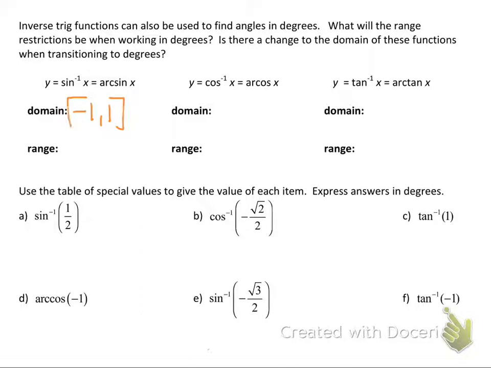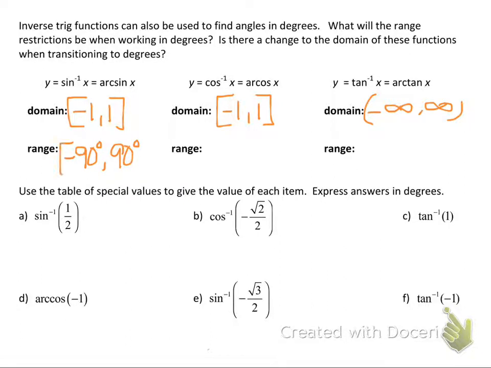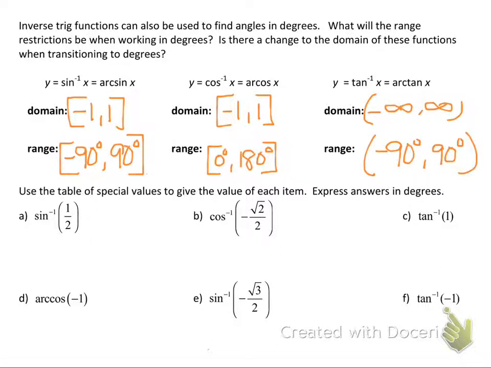Negative 1 to 1, negative 1 to 1, and negative infinity to infinity. But we know that before we were using pi and pi over 2, so yes, that's going to be a change, and we're just going to put it in degree mode. So our range for the inverse of sine is going to be negative 90 degrees to 90 degrees. Our range for cosine is going to be 0 to 180 degrees. And then our range for the arctan is going to be negative 90 degrees to 90, but again, we're not going to include them, so we're using parentheses.